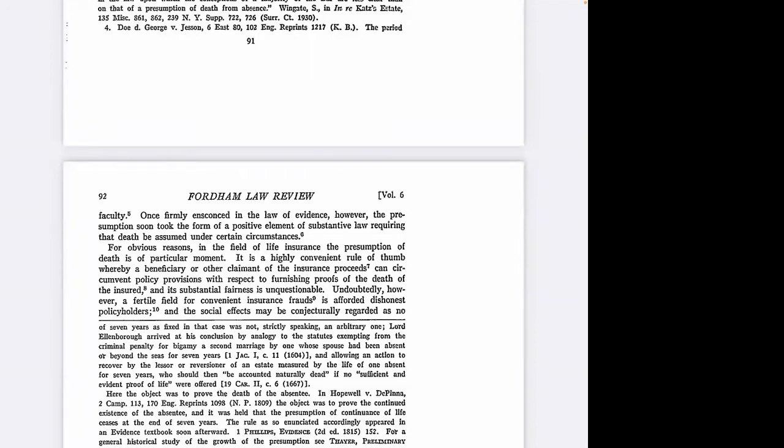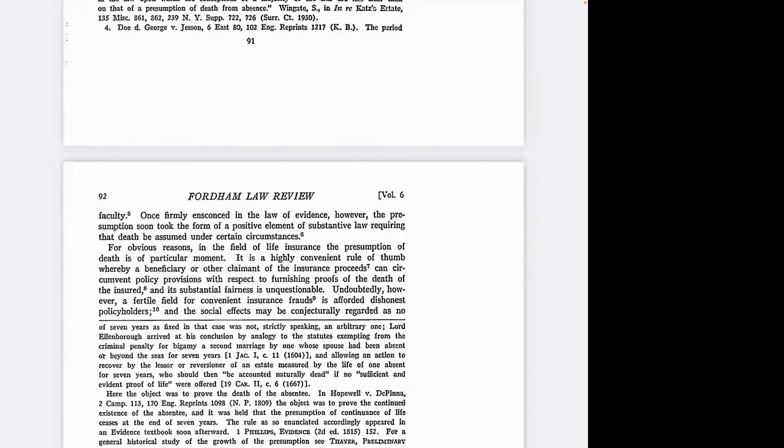For obvious reason, in the field of life insurance, the presumption of death is of particular moment. So what they mean is that for people who are in life insurance, the presumption of death isn't good for them because they have to pay out, pretty much, okay? So that's what they mean by that. It is a highly conventional rule of thumb whereby a beneficiary or other claimant of the insurance proceed can circumvent policy provisions with respect to furnishing proof of the death of the insured. See, that's exactly what I just said. And its substantial fairness is unquestionable.